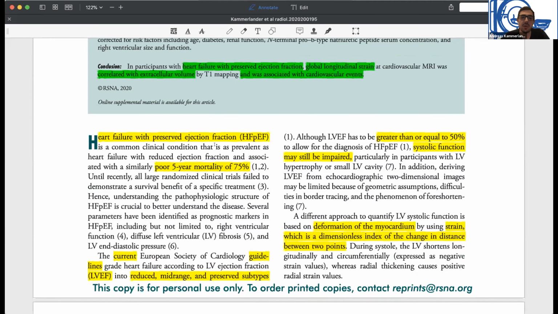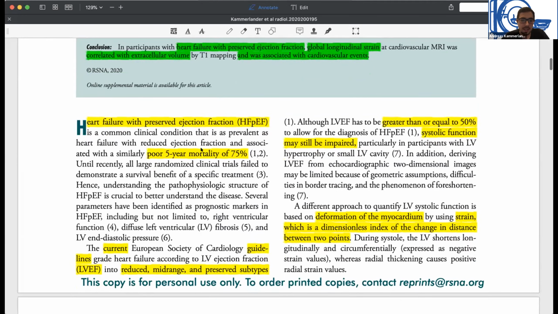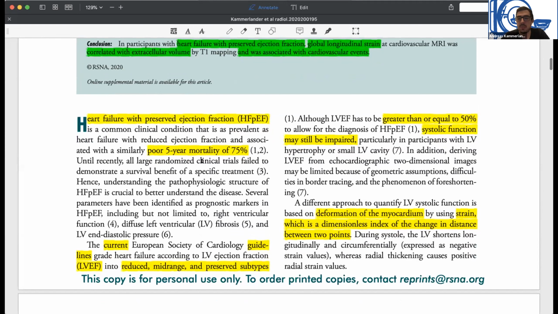So for the background, as you know, heart failure with preserved ejection fraction is a common entity. It's almost as prevalent as heart failure with reduced ejection fraction and has very dismal outcomes, with 5-year mortality rates reported up to 75%. And no treatment so far established. So all large trials failed to show improvement.